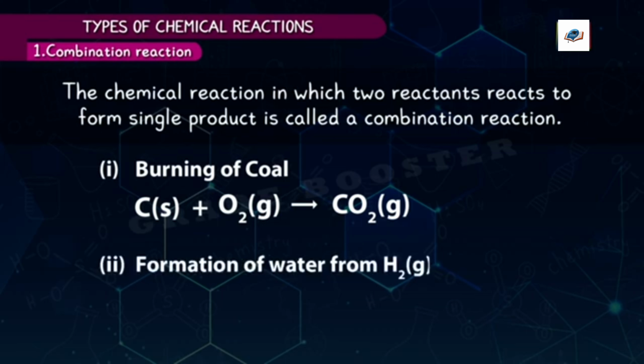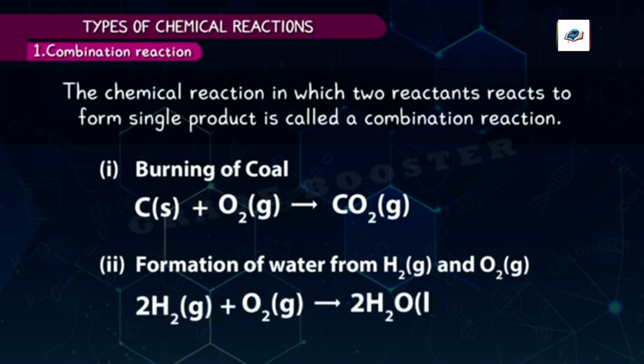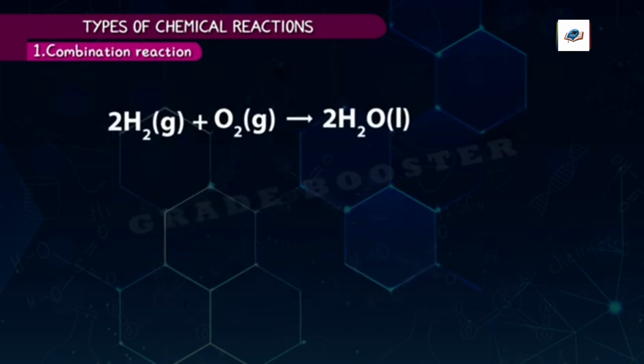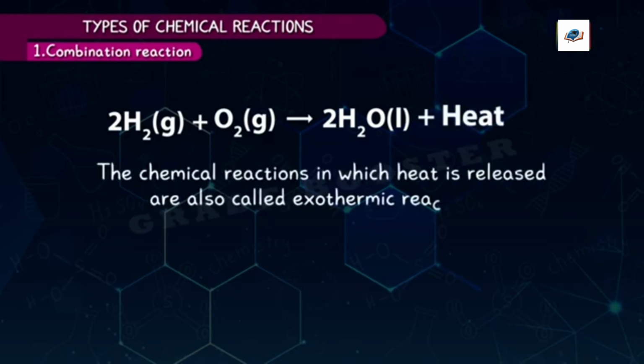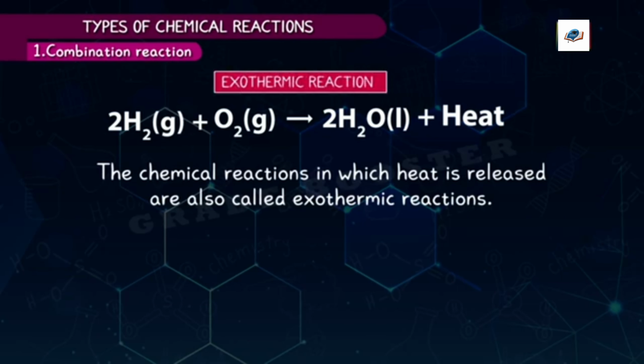And second one, formation of water from H2 and O2. H2 plus O2 gives rise to 2H2O. Hydrogen plus oxygen gives rise to water. Here also 2 reactants, hydrogen and oxygen, are combining to form a product, water. So in this particular reaction, heat is also released. The chemical reactions in which heat is released are called exothermic reactions.